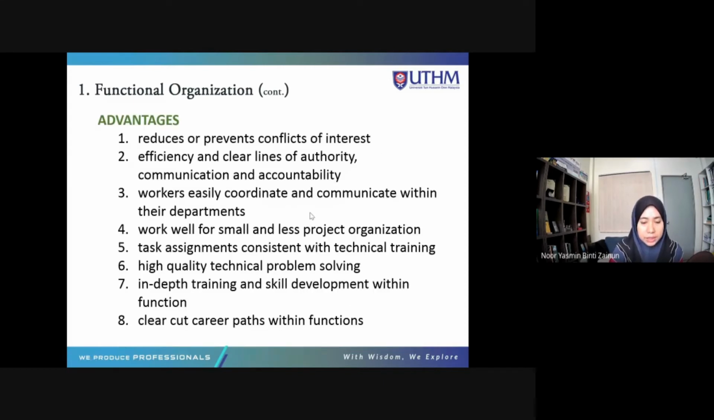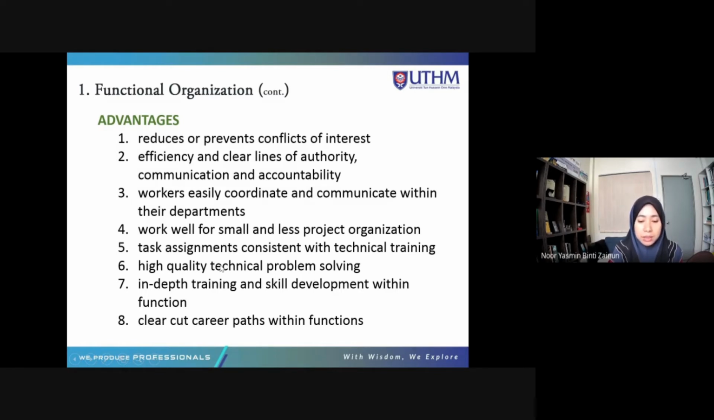So the advantages: it prevents conflicts of interest because everybody just does their job. They have different functions. So kalau human resource, dia memang jaga human resource saja. Bendahari, dia jaga bendahari saja. Efficiency and clear lines of authority, communication and accountability. Workers easily coordinate and communicate within their departments. Works well for small and less complex project organizations. Okay, this one you need to take note. Works well for small and less complex project organizations.